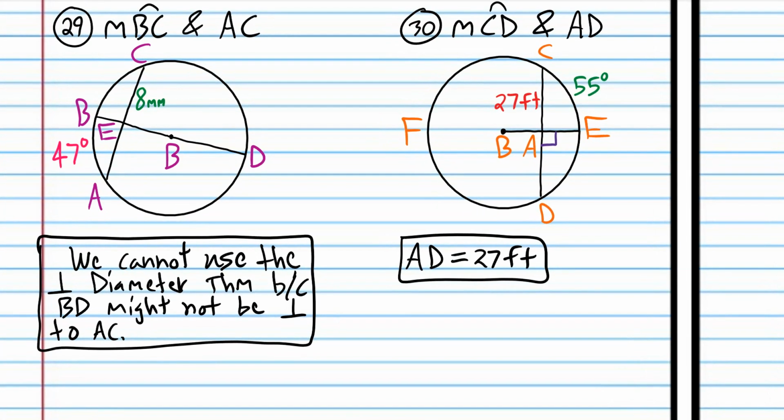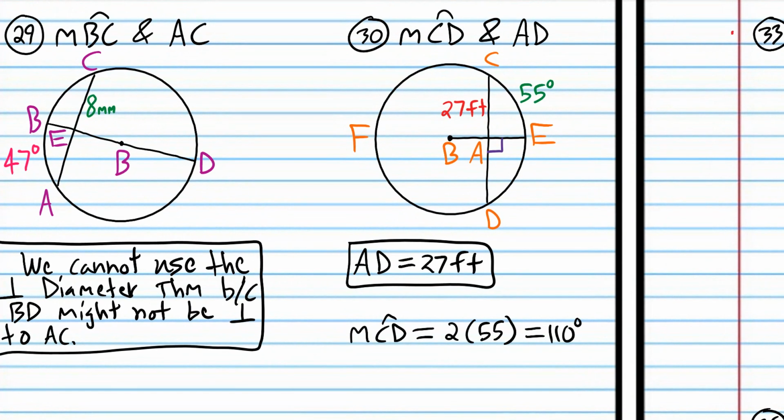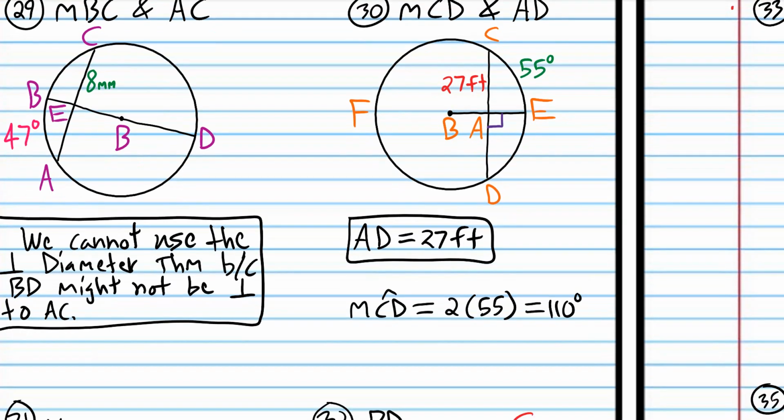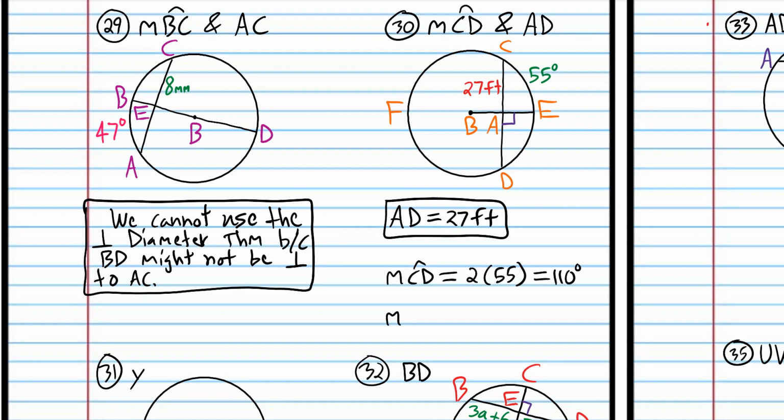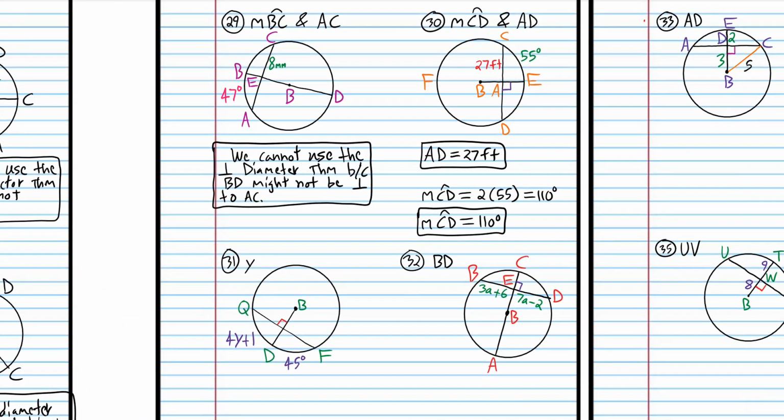Now the measure of arc CD is just 2 times 55, which is 110 degrees. Because again, the arc is bisected also, which means that if this is 55, this must be 55 too. So to find the whole arc CD, you just add those two together. So the measure of arc CD is equal to 110 degrees. So if you got that answer, good job. Okay, try number 31, and when you come back, we'll do it together.